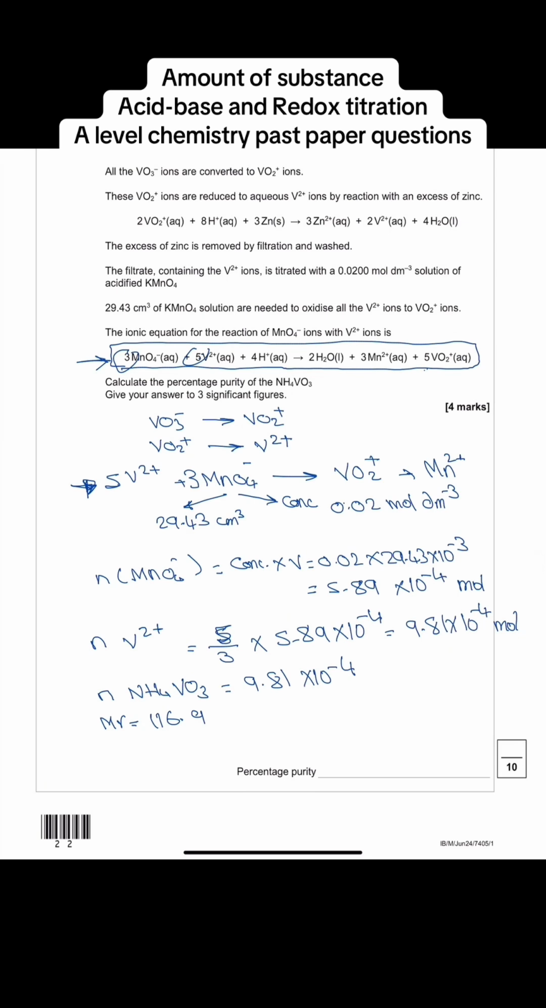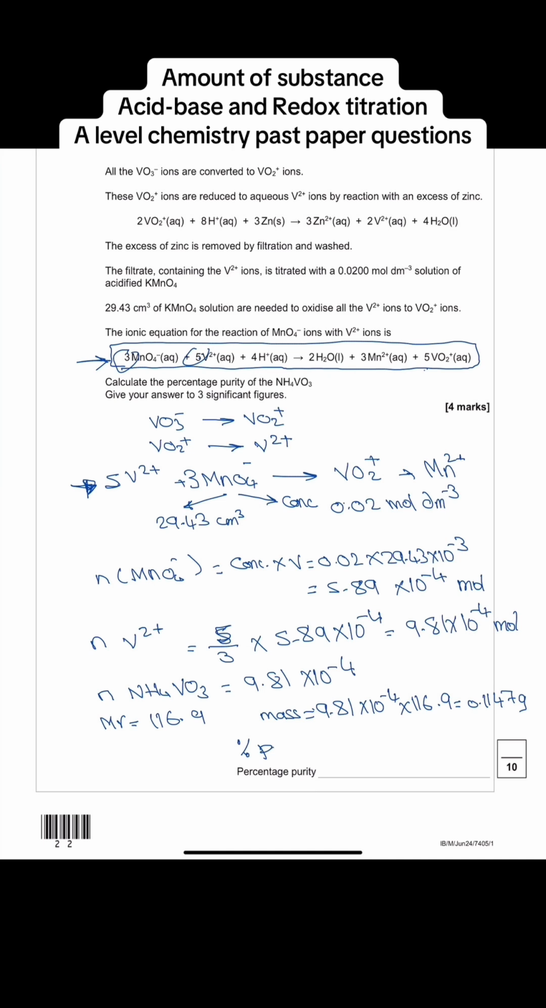And then finally, we need to find the mass. So the mass equals MR times the moles. So 9.81 times 10 to the minus 4 times 116.9. That will give us the mass. So this is 0.1147 gram. Now the next step is to find the percentage purity.